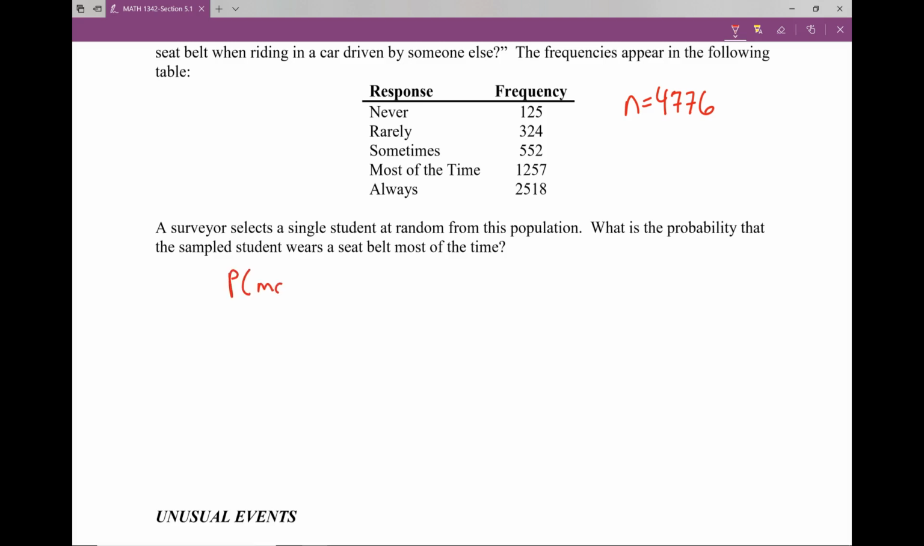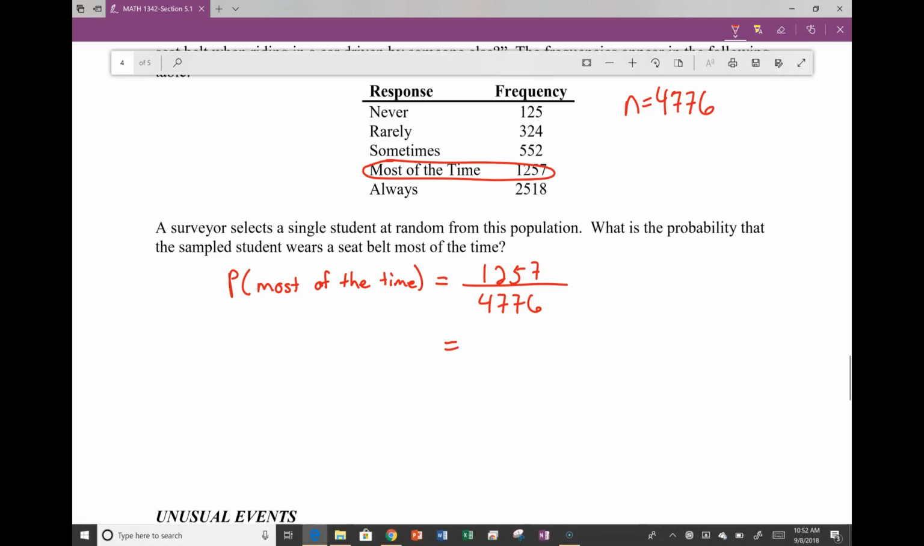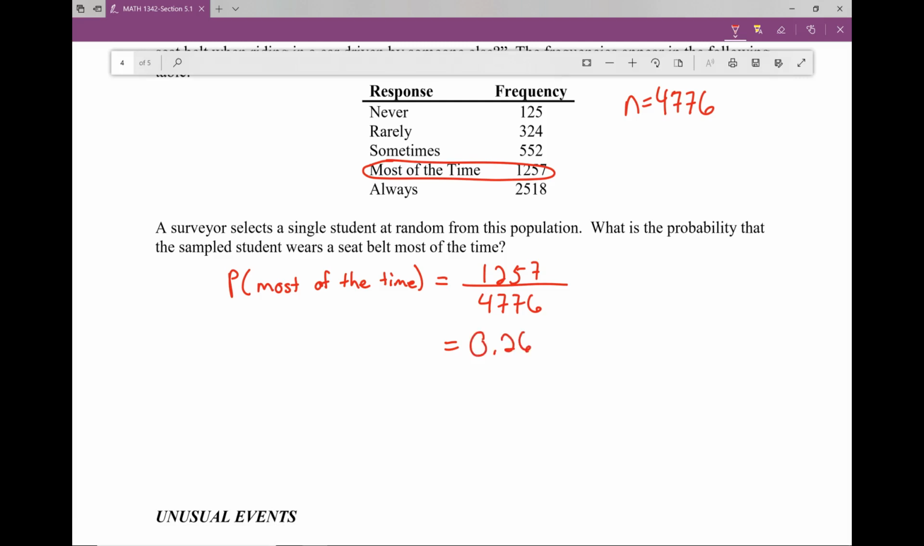So the probability of them answering most of the time, we are going to take the total, 4,776, for our denominator, and then we're going to look up here, most of the time, there were 1,257 students that said most of the time. Now we can attempt to simplify this fraction. In all honesty, most of the time we're going to look at it as a decimal. And so if I divide this out, I'm going to get 0.2632, which is good because it is between 0 and 1 on my scale.